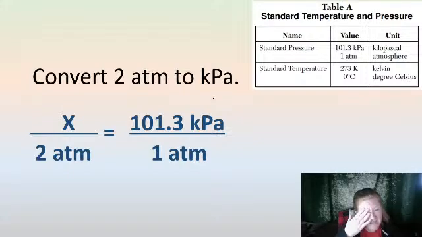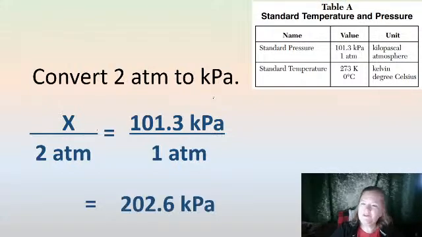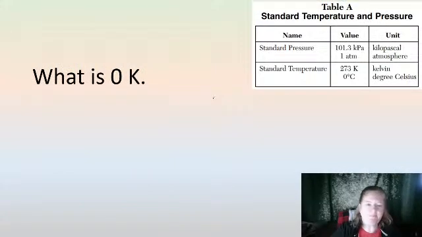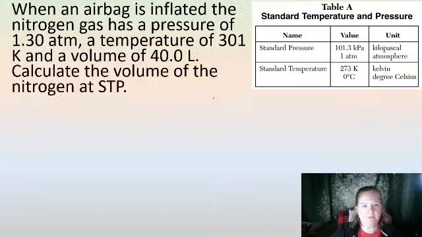You could also, in your head, realize that if 1 is 101.3, then 2 is 2 times that. So the answer is 202. That's fairly simple, but it is a question that some people still get wrong, so you should know about it. Next, 0 Kelvin, you should know absolute zero. That's not on table A, but it is related to temperature. It's the temperature at which particles are moving the slowest that they can be.